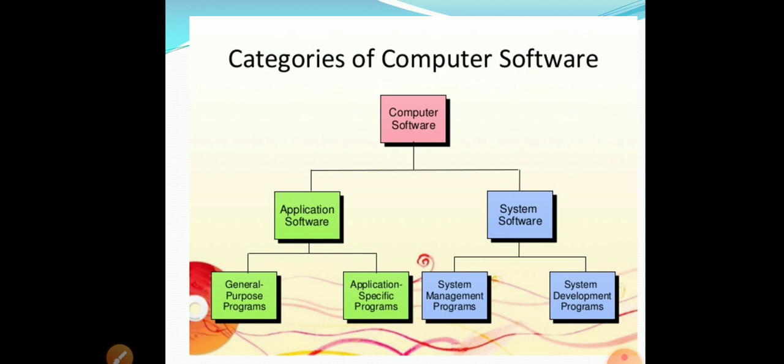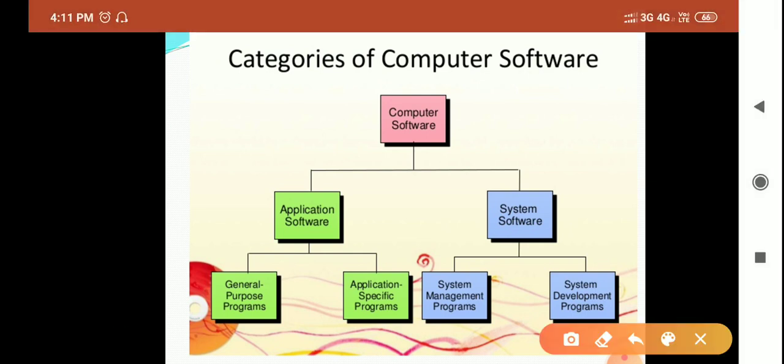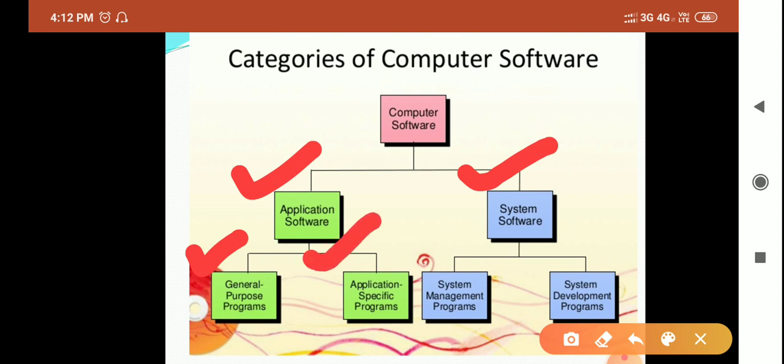Categories of computer software. Computer software is divided into two categories, that is application software and system software. Application software is again divided into two categories: general purpose programs, that means MS Office, MS Paint, which all can use, and application specific programs like a report card. Whatever we want in our report card, 20 marks, 5 marks project, 5 marks for copy, 15 marks project, whatever we want. Those are the specific programs.